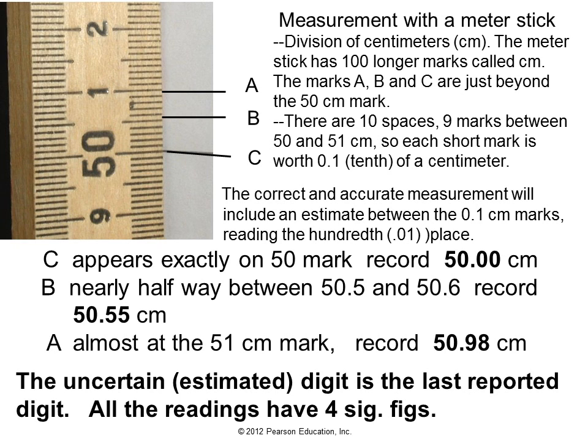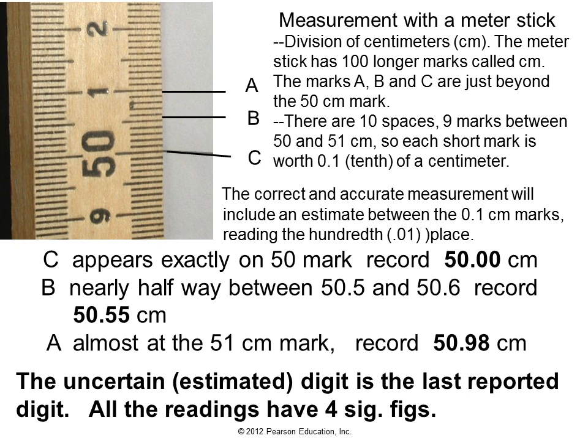Measurement C appears exactly on the 50 centimeter mark, but it should be recorded as 50.00 centimeters to the hundredth place. B is nearly halfway between the 50.5 centimeter and the 50.6 centimeters. It should be recorded as 50.55 centimeters.